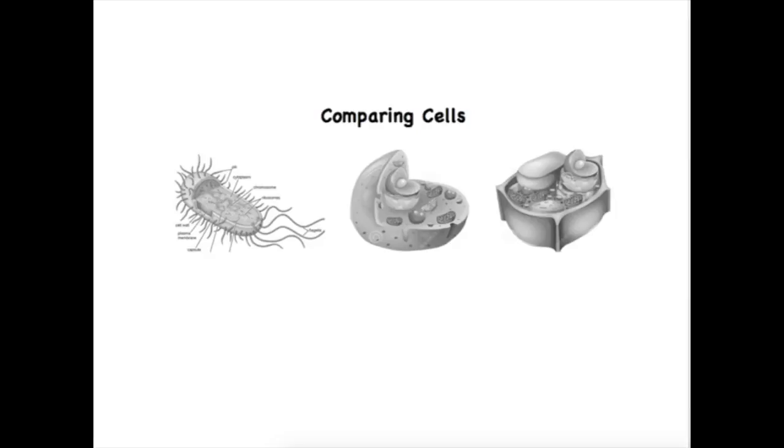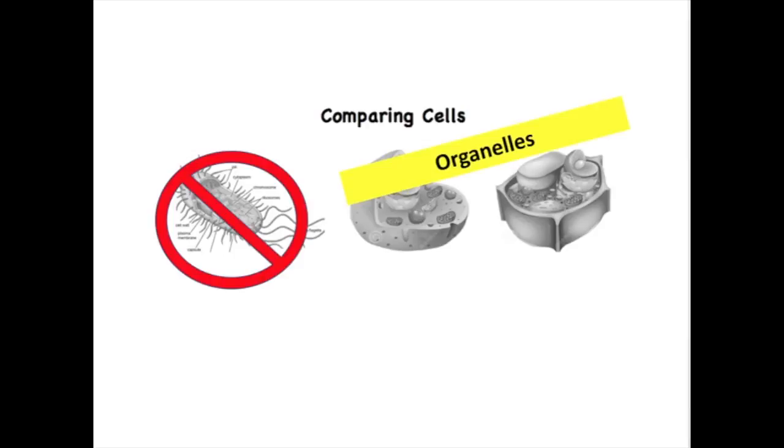Now that we've talked about the main types of cells, prokaryotes and eukaryotes, let's start to look at what's inside those cells. If we look at a prokaryote, it's very simple. There's really not much inside it. If we look at a eukaryote, they've got a lot of little structures inside. Each one of these structures is called an organelle. So prokaryotes, no organelles. Eukaryotes do have those organelles.